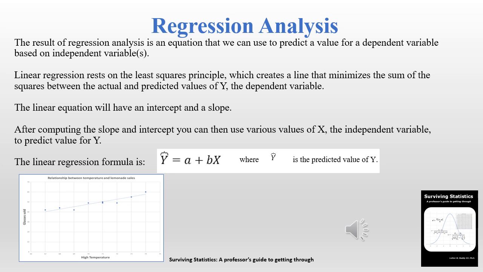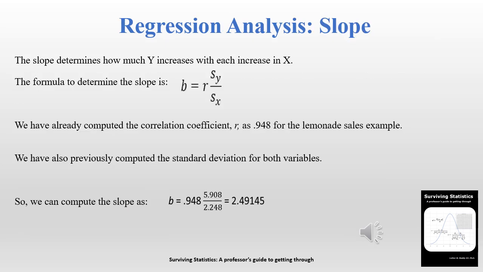The regression equation allows us to attempt to predict how many glasses of lemonade we would sell based on the independent variable. In this case, we see the regression equation formula as the predicted value of Y equals A plus BX. We'll go ahead and compute both the A and the B and predict a value in the next slides. The slope, designated with the B, determines how much Y increases for every increase in X.